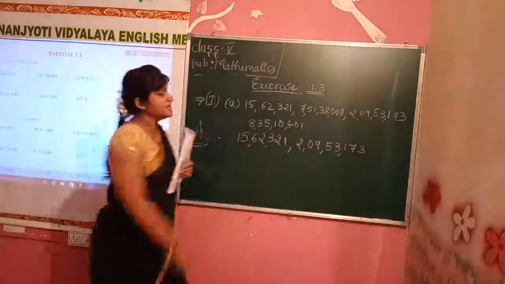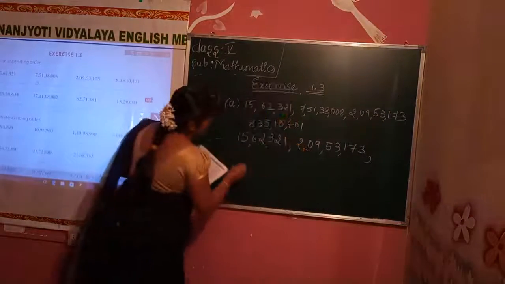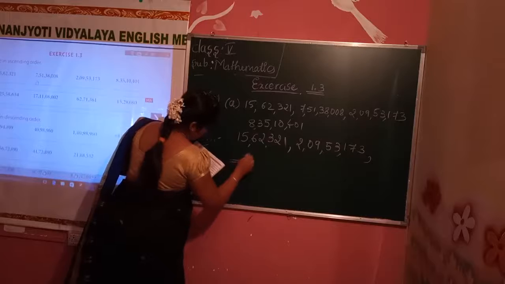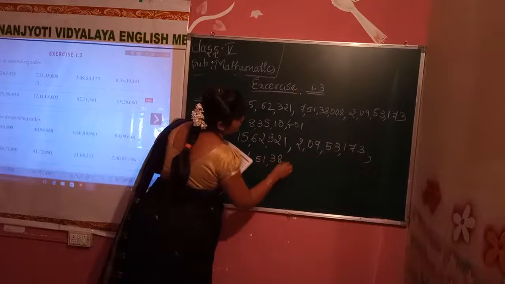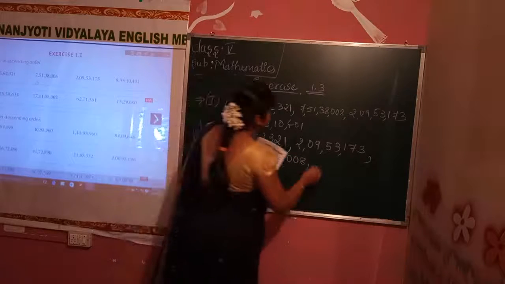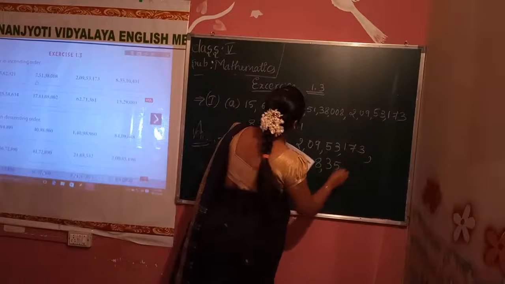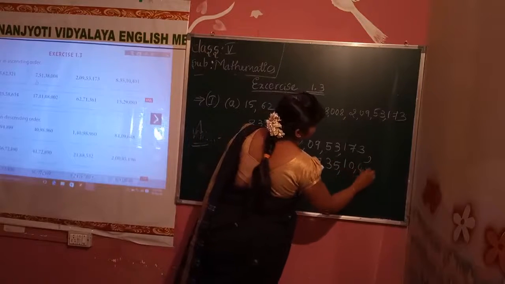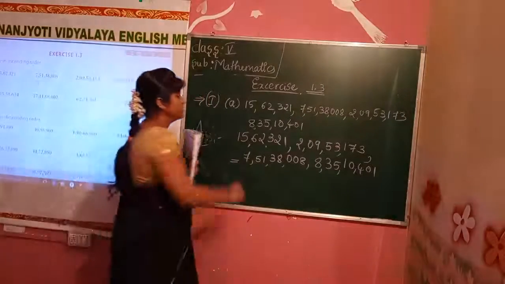Among the crore numbers, which is the next smallest? 7 crores 51 lakh 38,008. The last, the highest one, 8 crore 35 lakh 10,401. Okay, understood?